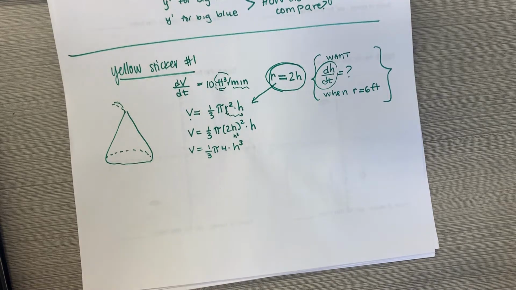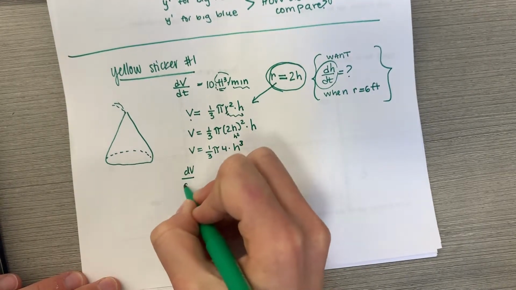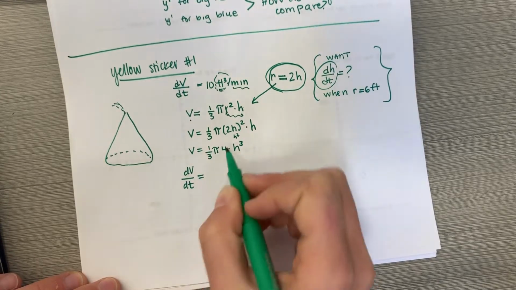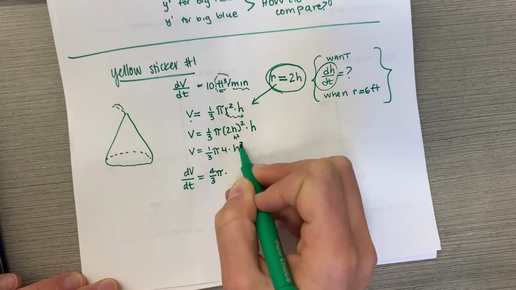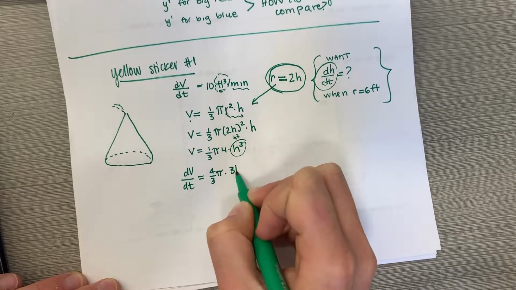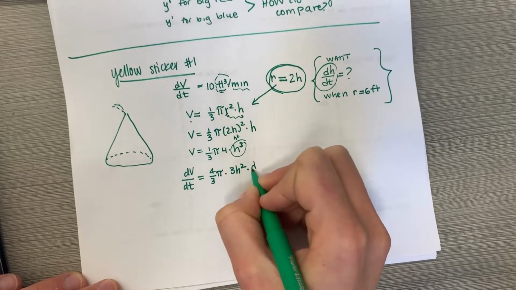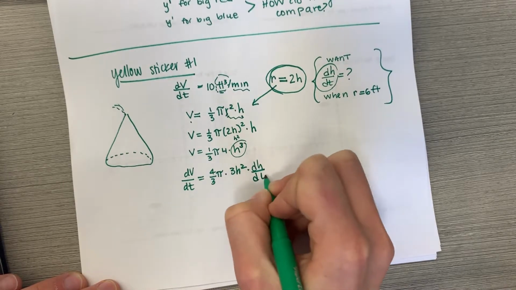And now we can start taking derivatives again. dV/dt with respect to time, as everything is changing with respect to time. We have our constant multiple here times the derivative of h cubed, 3h squared. h is changing with respect to time, so take its derivative as well.